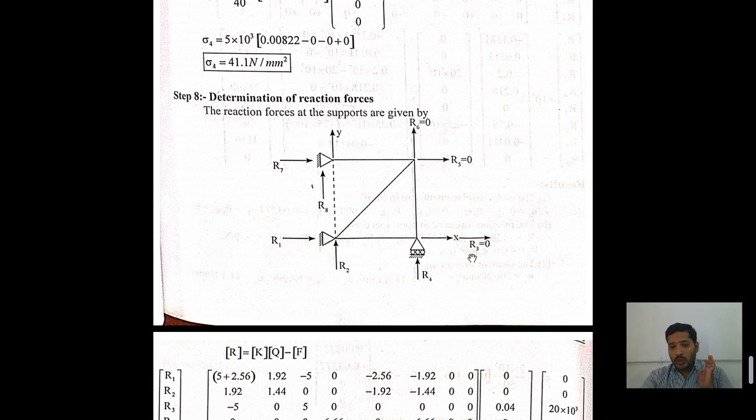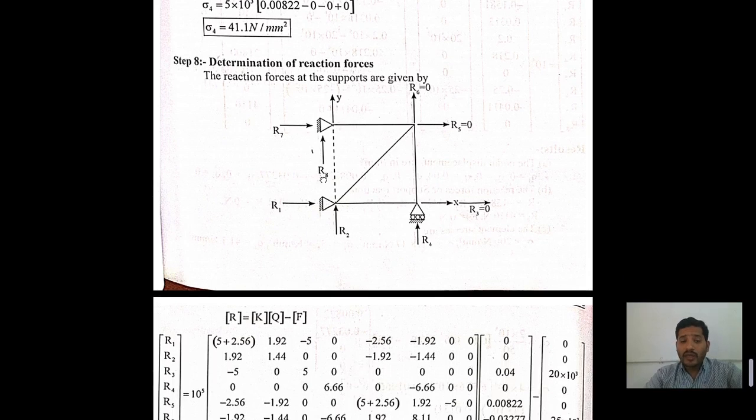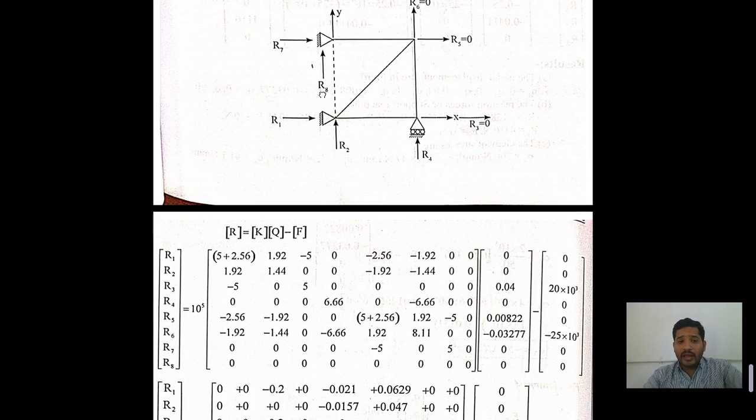It becomes 0. Again here R5 value becomes 0 and R6 also 0. Clear? Because it is a pin hinged. Again here a support is there, for that reason horizontal force as well as vertical force is acting, R7 as well as R8. After that, our main intention is we need to find out the values of R1, R2, R3, R4, R5, R6, R7, R8.